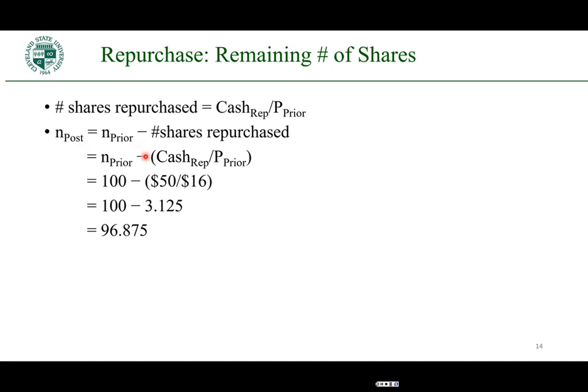In this case, we have 100 shares before, and then we purchased how many shares? We used $50, and the share value is $60 per share. So we repurchased 3.125 shares, assuming it's billions, and we are okay with the fraction. So 100 less 3.125 gives us 96.875 shares outstanding after repurchases.